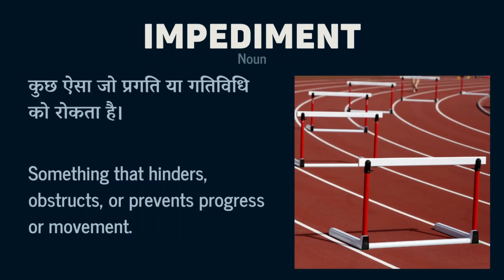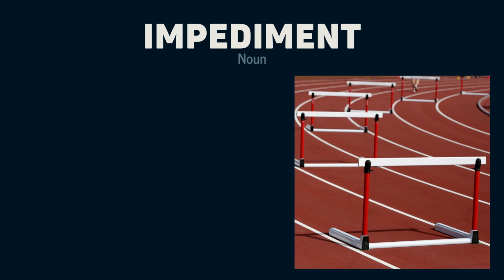Now let's learn about impediment. This is a noun and it refers to something that hinders, obstructs or prevents progress or movement. हिंदी में हम कहेंगे कुछ ऐसा जो प्रगति को रोकता, बाधित करता है. So, if something is getting in the way and stopping progress, it's an impediment.